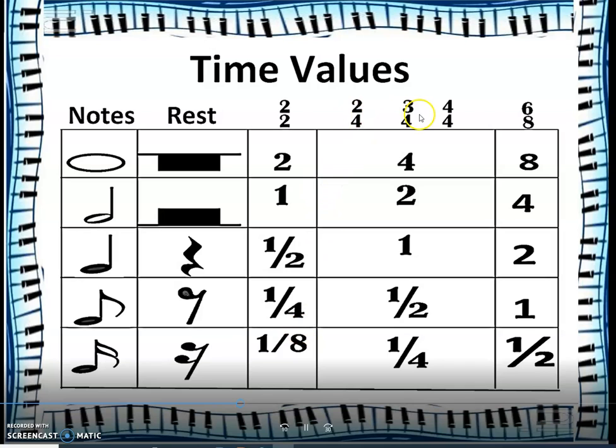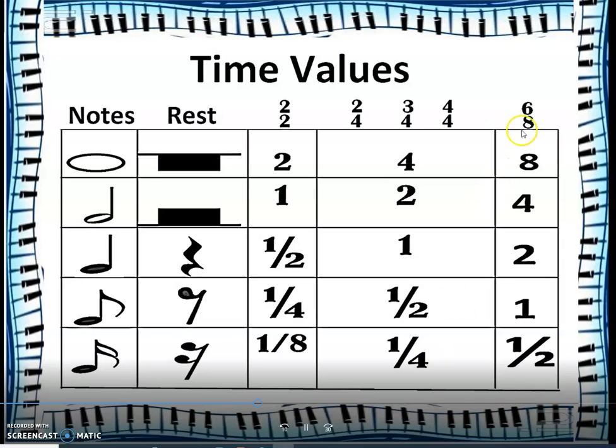Now in 2-4, 3-4, and 4-4, they all have the same bottom number, which is 4. What does this 4 represent? It represents the quarter note that receives 1 beat. So if the quarter note receives 1 beat, the half note will receive 2 beats, the whole note will receive 4 beats, and the 8th note will receive 1/2 beat, and the 16th note will receive 1/4 beat.